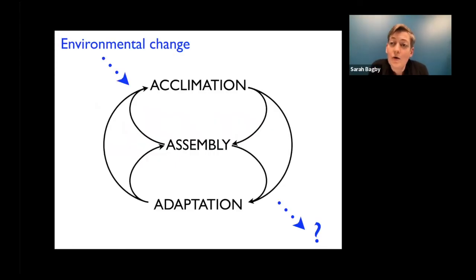So here's a site where we're seeing a lot of environmental change. And we know that that is going to feed into processes of acclimation and assembly and adaptation. And what we really want to know is what happens next. Because as we've seen, there is so much soil carbon stored here that what this microbiome does is going to be either an important sink for carbon from the atmosphere or a really terrifying source. And at this point, because these processes interact in such complex ways, we don't actually know which one.